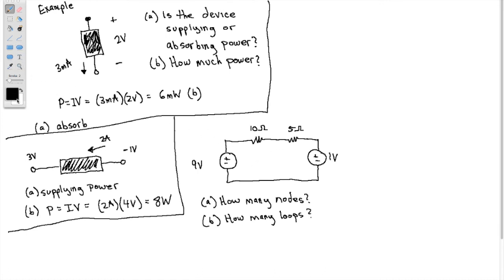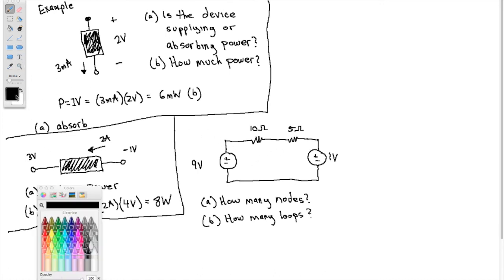So for this one, remember that the nodes are the entire wire separating components. So here's 1 node. Here's 2 nodes. 3 nodes. 4 nodes. How many loops? Well, there's just 1 loop there.